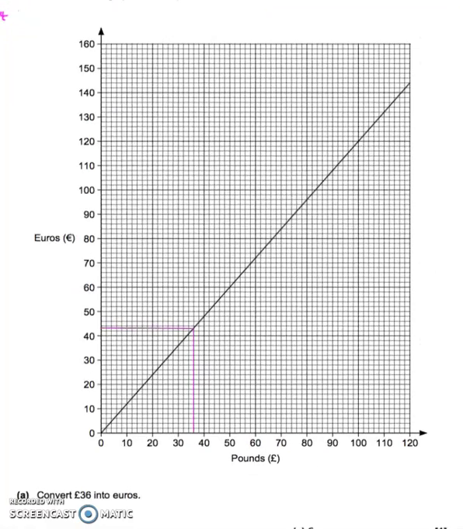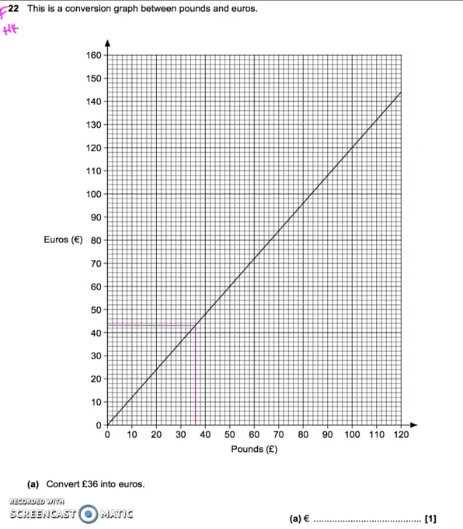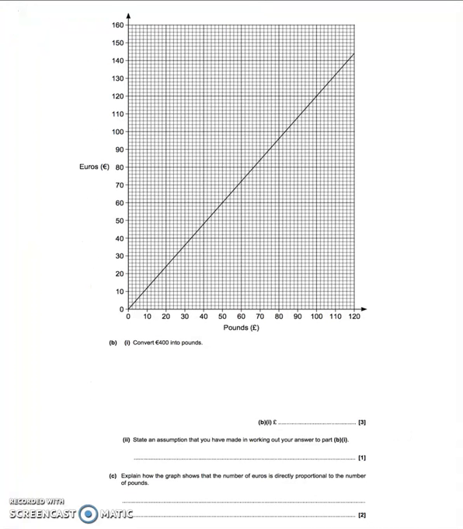If I can just get the screen to go back to the right size, then I'll write that in. There we go. 43 euros. Now, I'm going to get rid of those, and I'm going to then pop up the next part of this question, the final part of this paper.